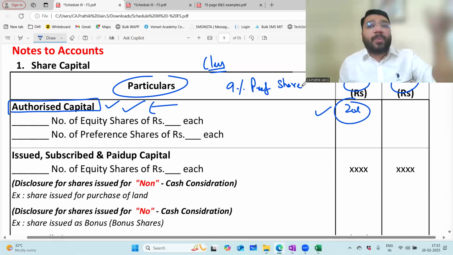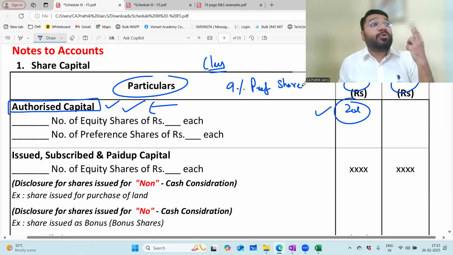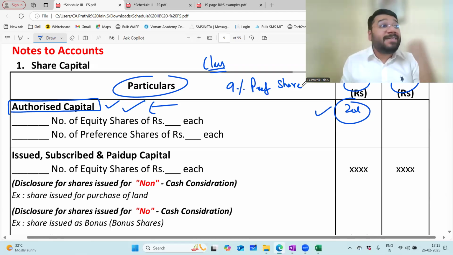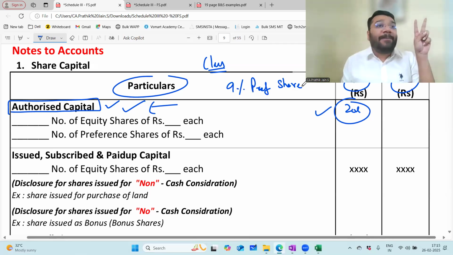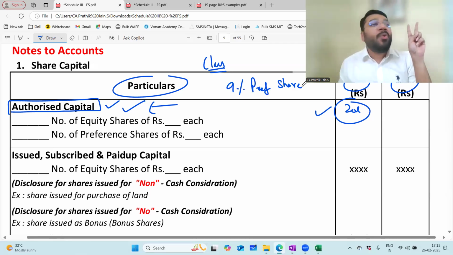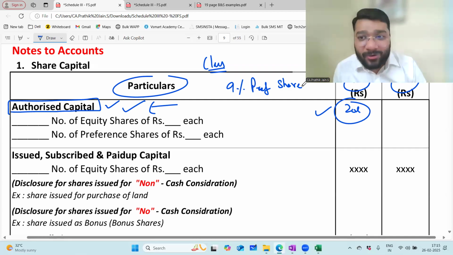What is the difference between equity and preference share? The preference share has two preferential rights. What are those two preferential rights? Right to receive dividend first, and right to receive the capital in the event of winding up of the company. These two points, where did we study in CA Foundation? Can I take all this in detail here one more time?